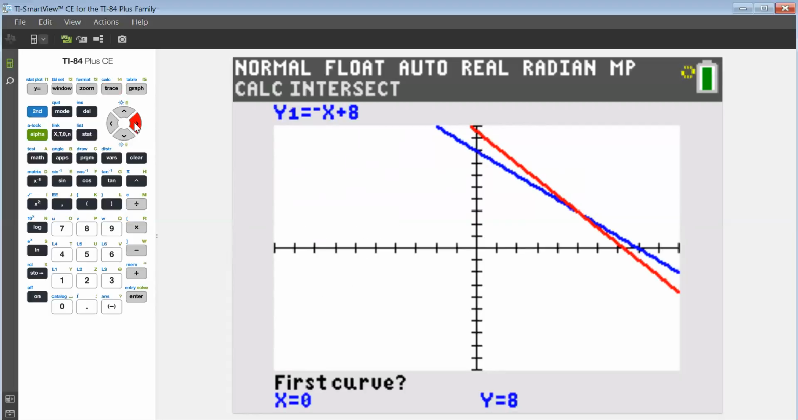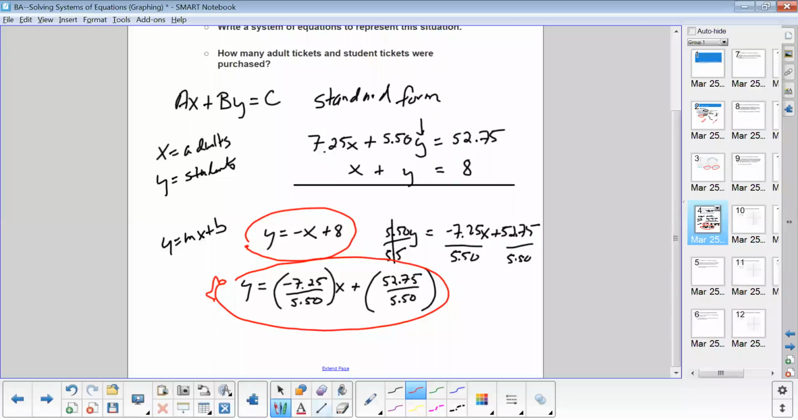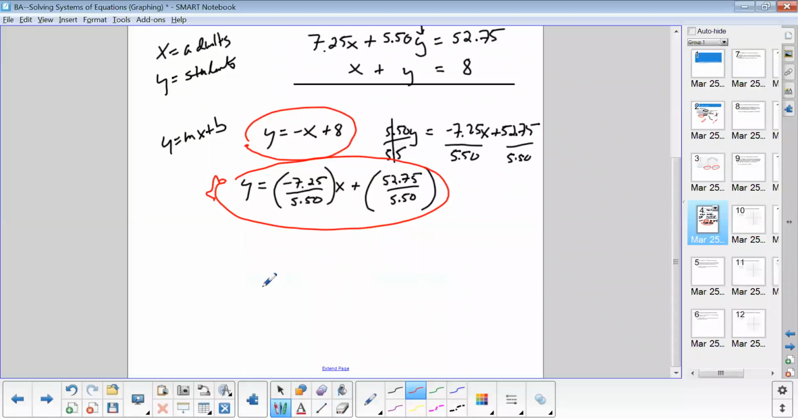So we're just moving the cursor just a little closer to that area. Doesn't have to be right on it, but just close enough to it. You can try to get it on there if you want to. And then you hit enter 3 times for this program, and it gives you your intersection, 5, 3.